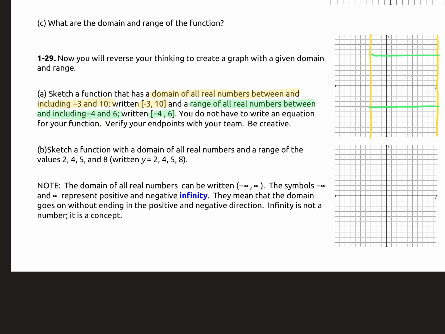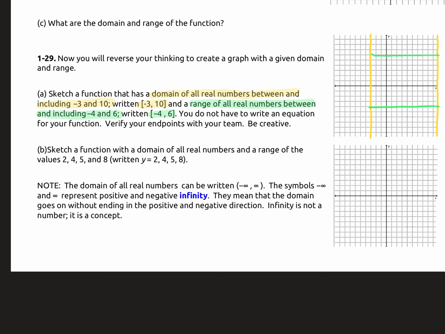I did ask that you were creative, so maybe you came up with something a little bit more interesting, something like that. Okay, or maybe we have something that looks like this, and then we have something that looks like this, and then I'd want to actually do this so I can make sure I get all the values in there, something like that. So there's a limitless number of possibilities there for you to have as far as functions go.